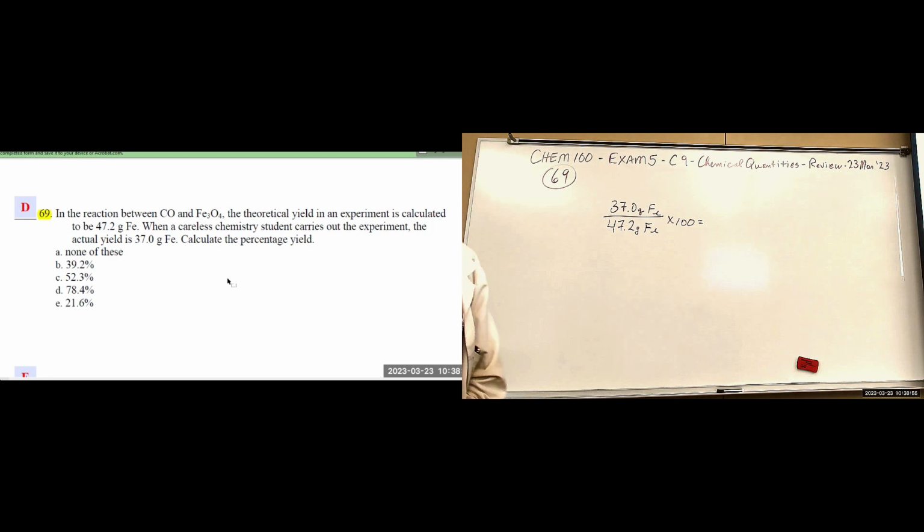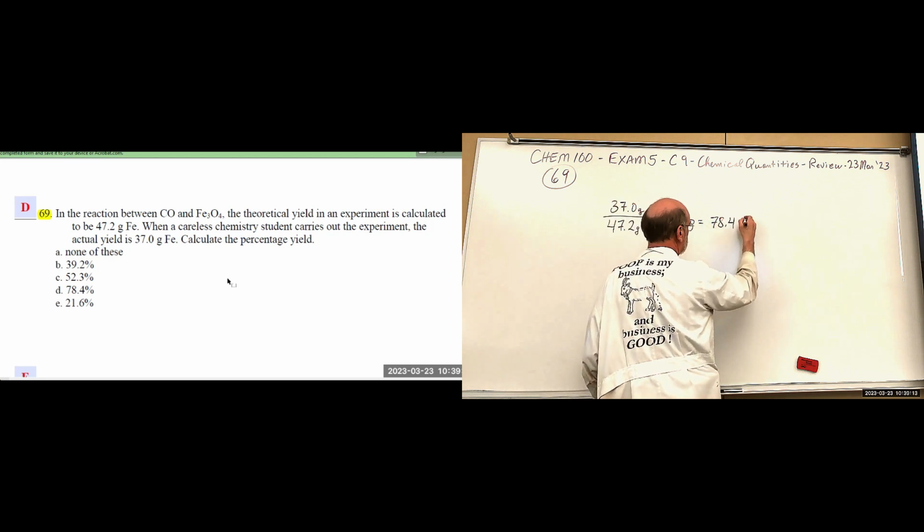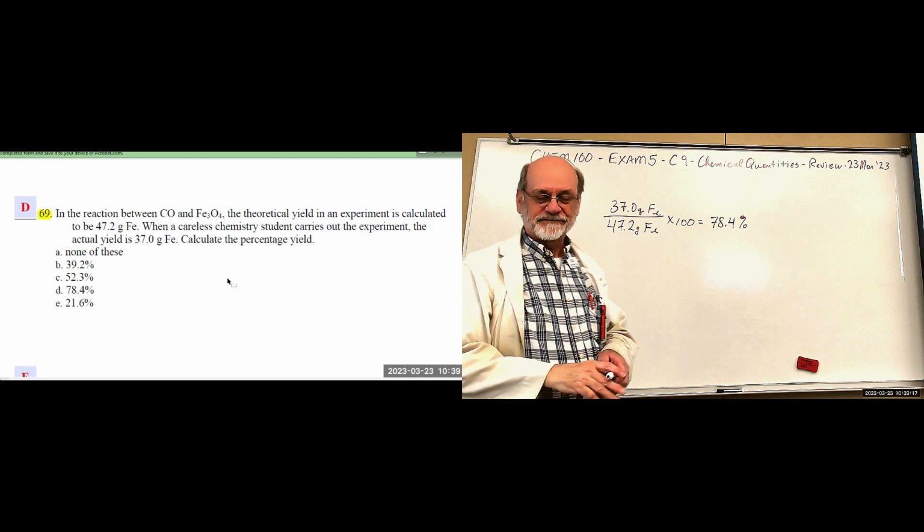Right? So 37 divided by 47.2 times 100 is, three significant figures, 78.4% yield. That's D.